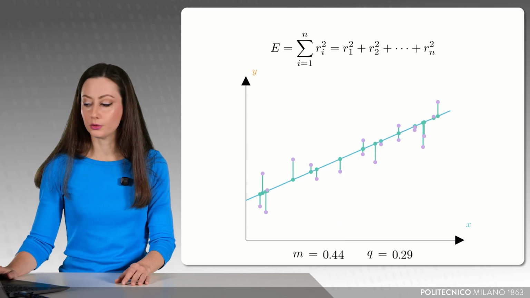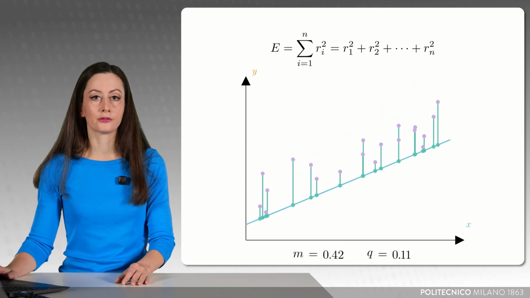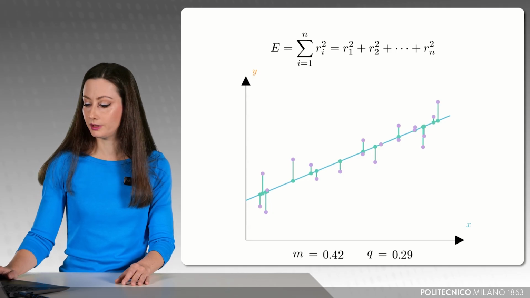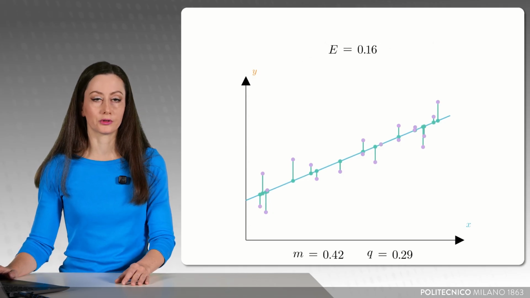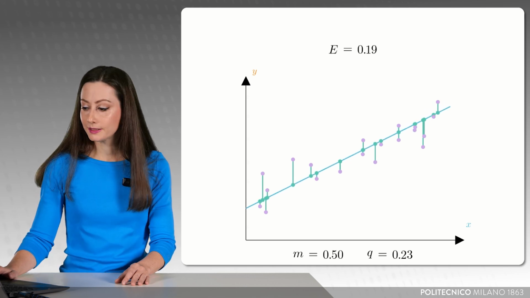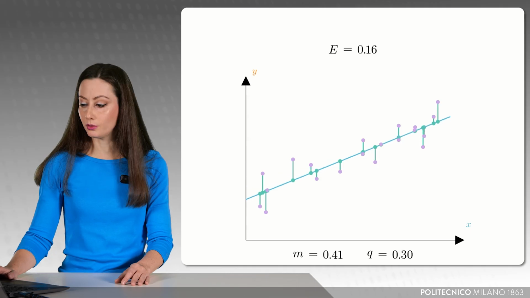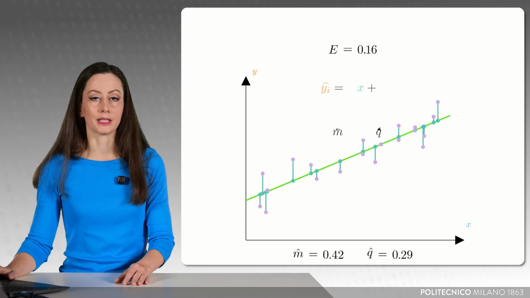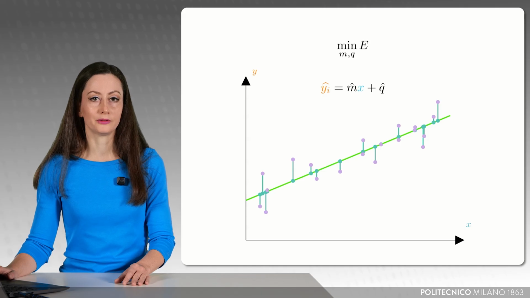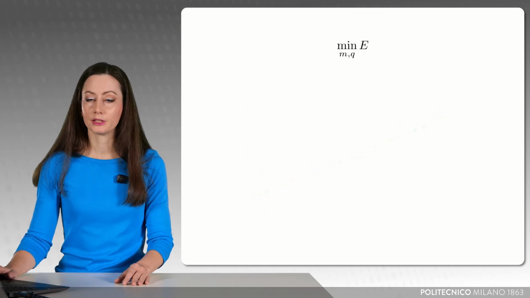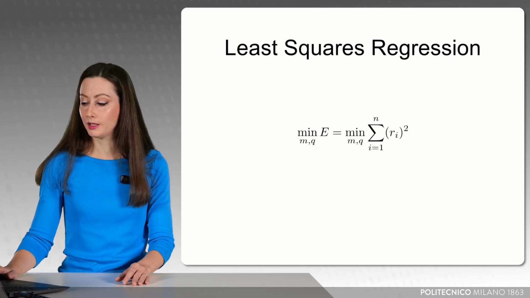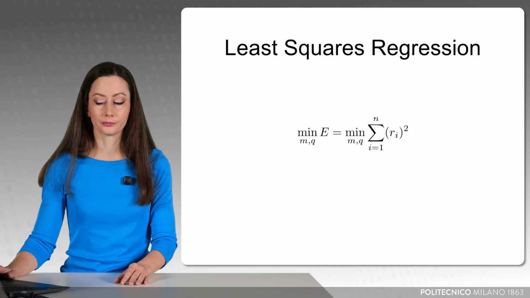By varying m and q, we obtain different lines, and for each combination of m and q, we can compute the corresponding score E, which, as we said, is the sum of squared residuals. Out of the infinitely many lines generated by changing m and q, we will select the one that minimizes E. And this will be our mathematical definition of best fitting line. This approach is known as least squares regression, as it focuses on minimizing the squares of the residuals.